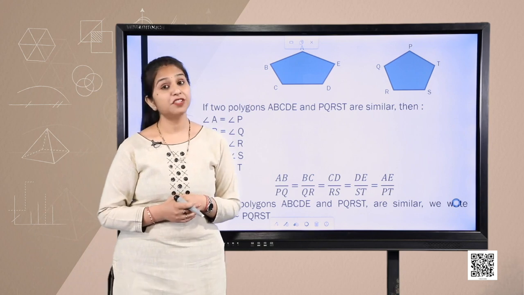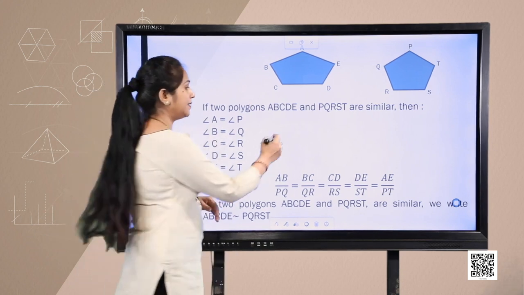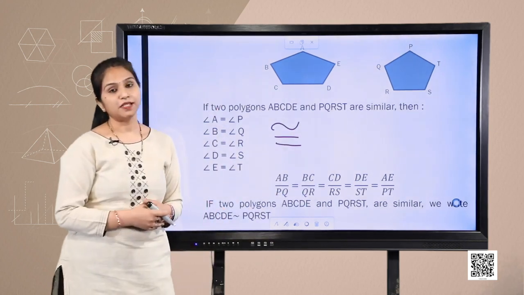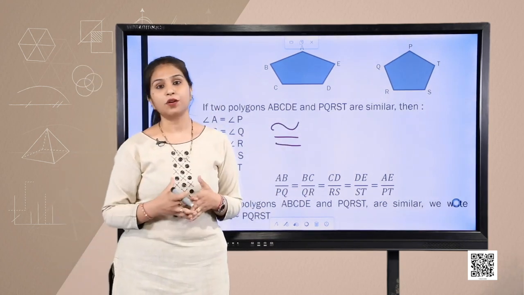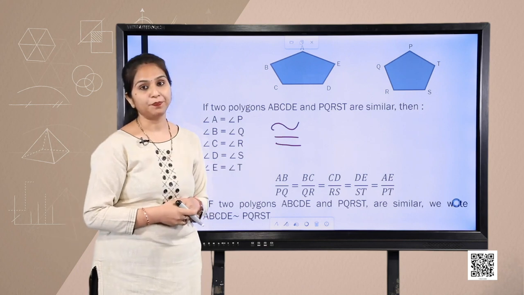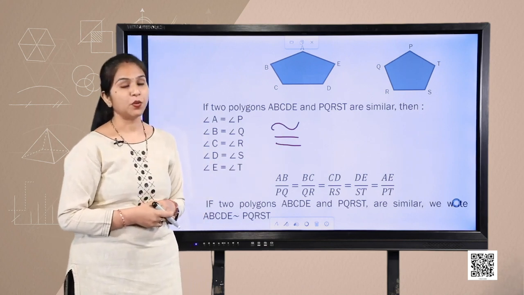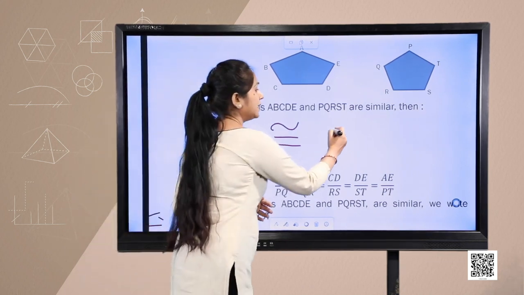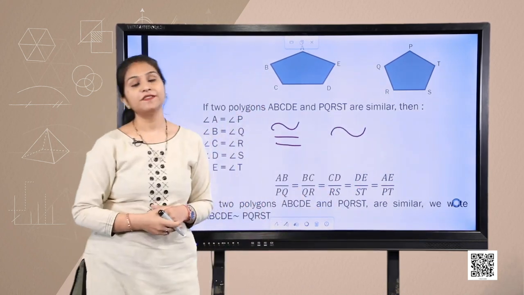Remember, the sign which we use for congruency is this. You have learned this in earlier classes, that when two triangles or two shapes are congruent, we use this symbol. But in case of similarity, when two polygons or two shapes are similar, we use this sign. This is the sign of similarity.